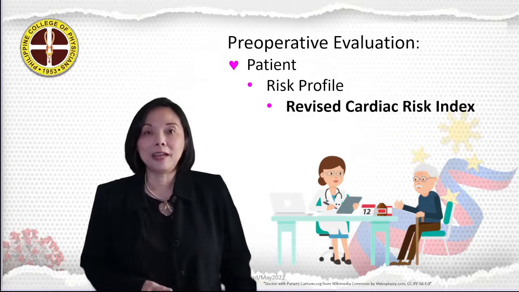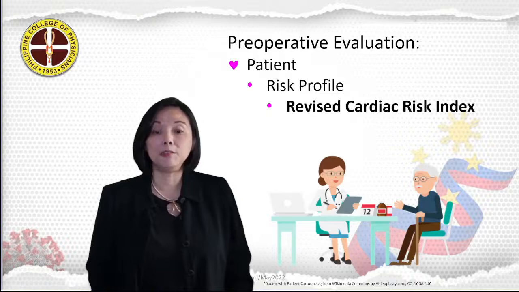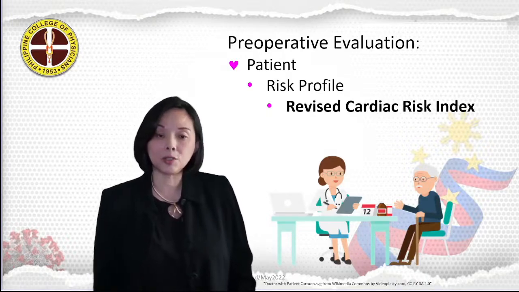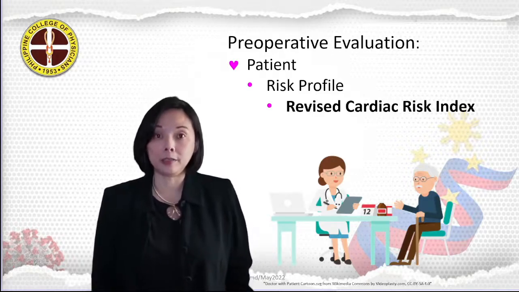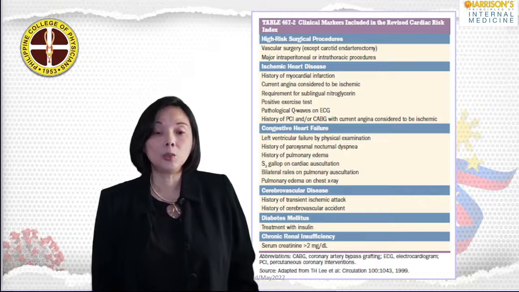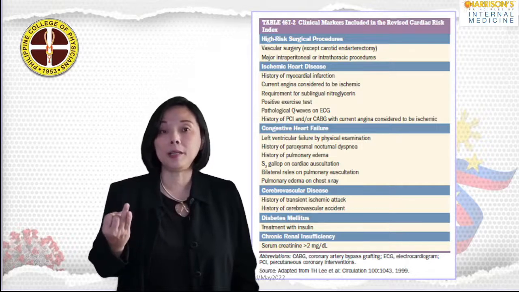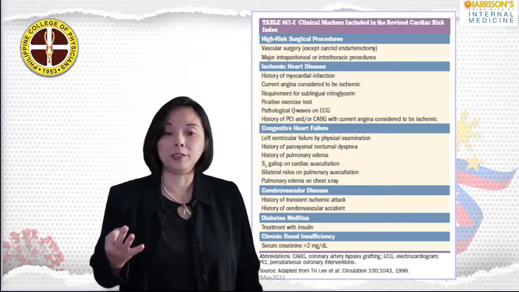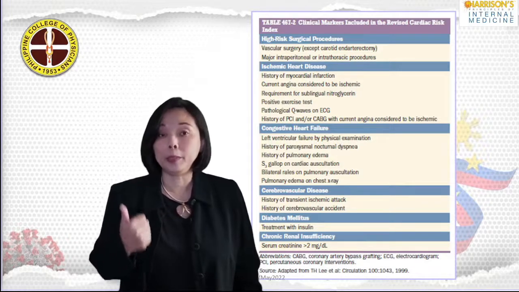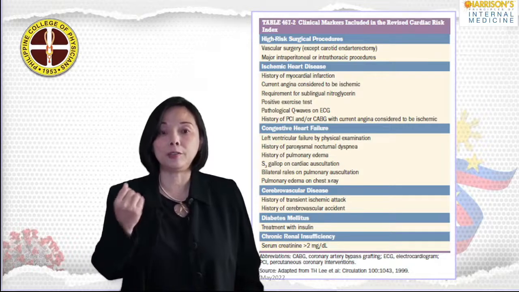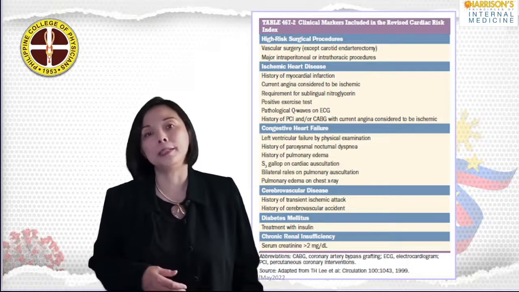On the other hand, the revised cardiac risk index is considered the most widely used index, and it was developed in a study of 4,315 patients aged 50 or older undergoing elective major non-cardiac procedures in a tertiary care teaching hospital. The index includes 6 independent predictors of complications: high-risk type of surgery, history of ischemic heart disease, history of congestive heart failure, history of cerebrovascular disease, preoperative treatment with insulin, and preoperative serum creatinine concentration greater than 2 milligrams per deciliter or greater than 177 micromoles per liter.